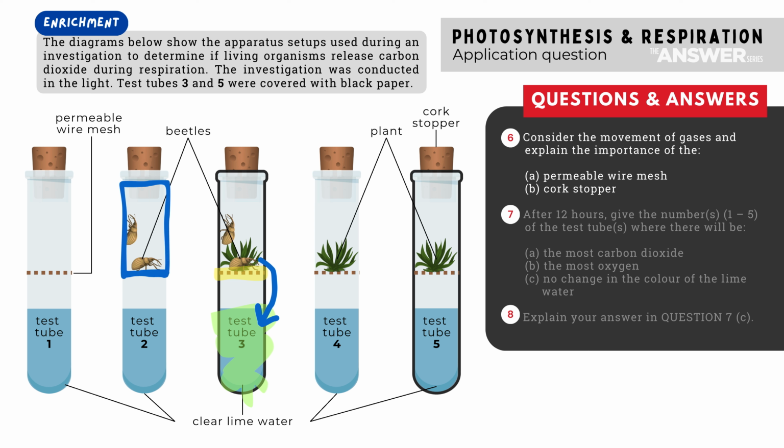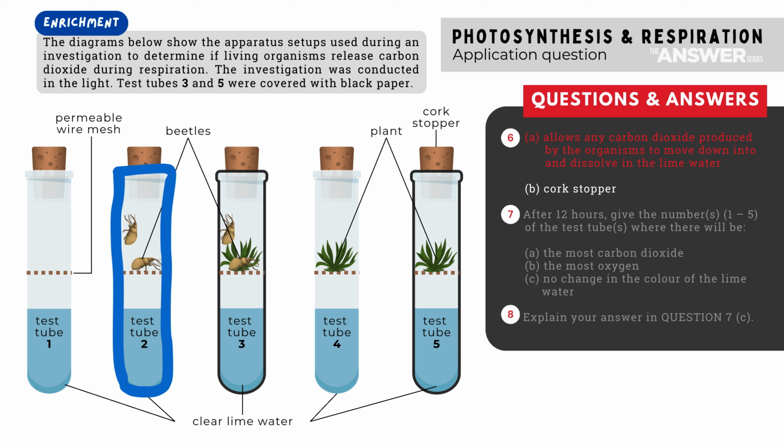If the organisms were stuck in a little compartment at the top, that carbon dioxide would collect in that compartment and it wouldn't reach the lime water to change its color. So a setup wouldn't be very effective that way. So the purpose of the permeable wire mesh is to allow carbon dioxide produced by the living organisms to move down into and dissolve in the clear lime water.